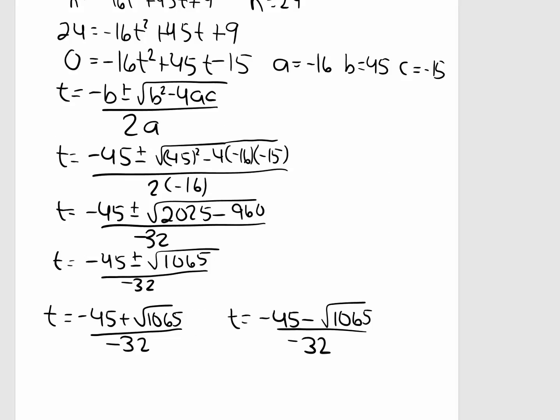So now I'm going to put both of these into a calculator, and I'm going to round each particular part to 2 decimal places. If you notice, both of the times are positive, so we have 2 solutions at work here.